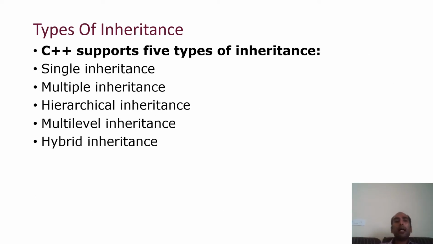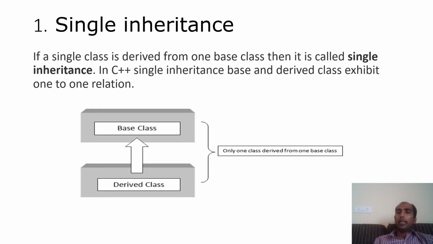Now, there are five kinds of inheritance supported by C++. These are single inheritance, multiple inheritance, hierarchical inheritance, multi-level inheritance, and hybrid inheritance. Now we need to discuss all of them one by one. As its name implies, single inheritance: when a single class acquires the property of one class, it is known as single inheritance.